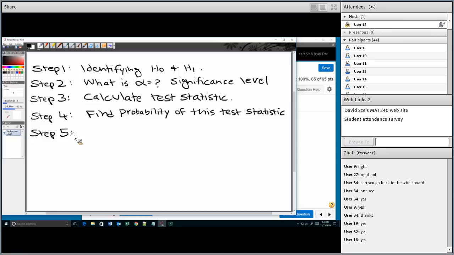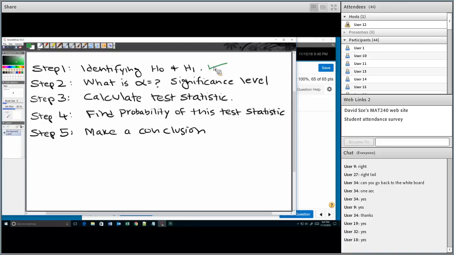The step that we're doing in this problem right now is step 5, when you have to make a conclusion. So I should probably say make a conclusion. So you should be able to do this.